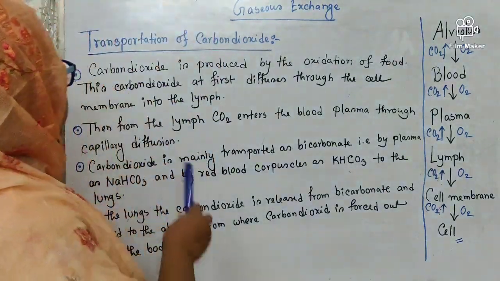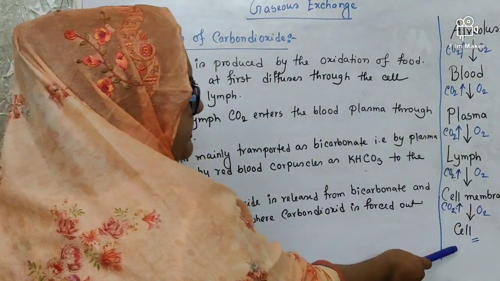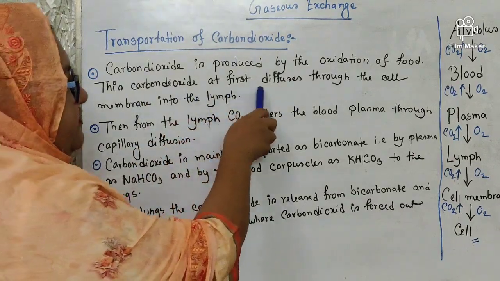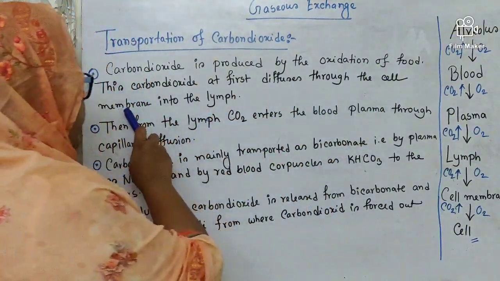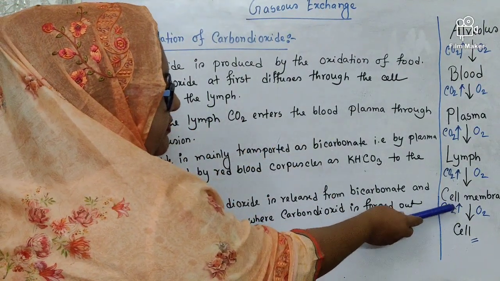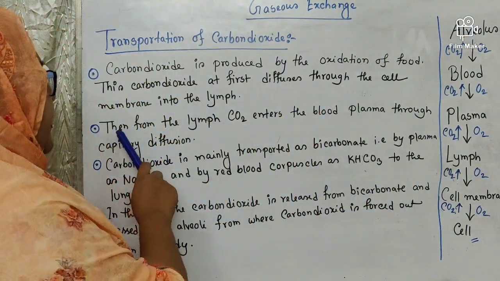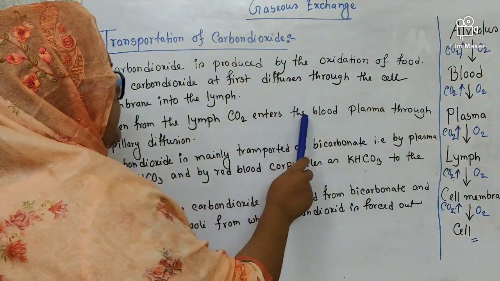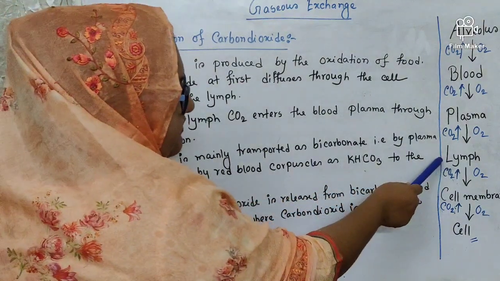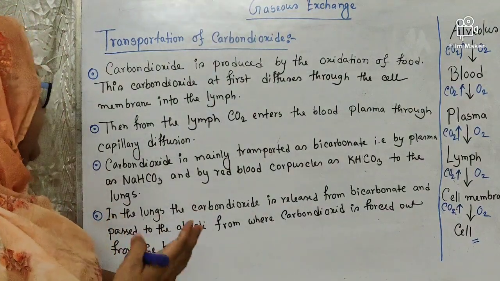Now what happens? Carbon dioxide is produced by the oxidation of food. So inside the cell, the carbon dioxide is produced due to oxidation of food. This carbon dioxide at first diffuses from the cell through the cell membrane into the lymph. Then from the lymph, carbon dioxide enters the blood plasma through capillary diffusion.